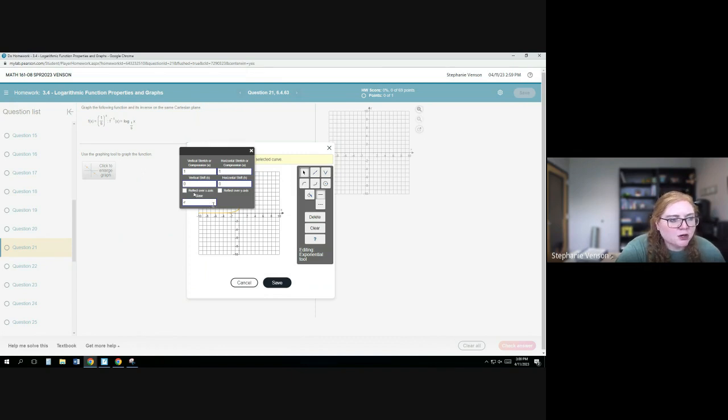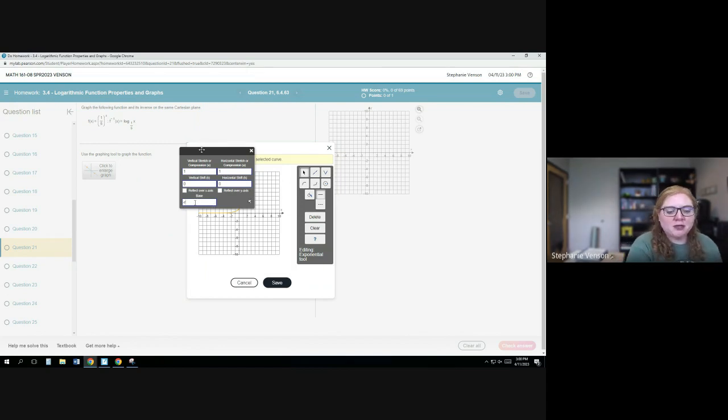Now, the nice part about this is that this function has not been transformed in any way. There's no reflection over the x-axis, there's no reflection over the y-axis, there's no vertical shift, there's no horizontal shift, and there's no vertical stretch or compression. It's literally just a base of 1/6 raised to the x power. So the only thing that I have to do is come in here and change my base.